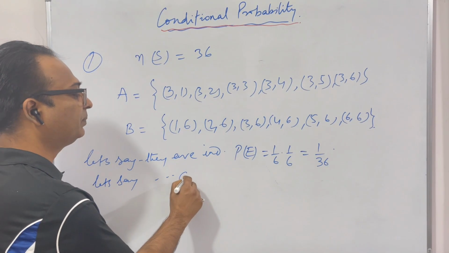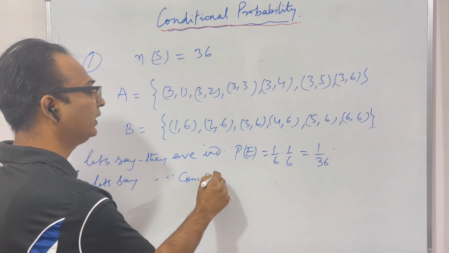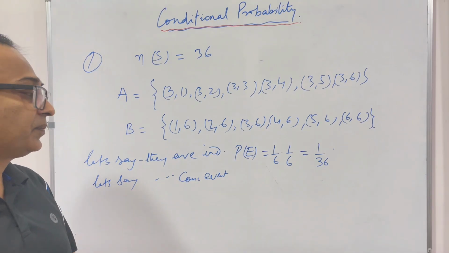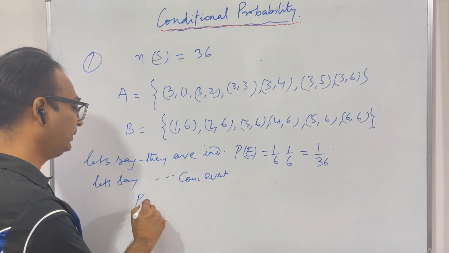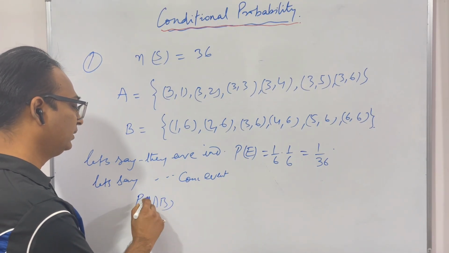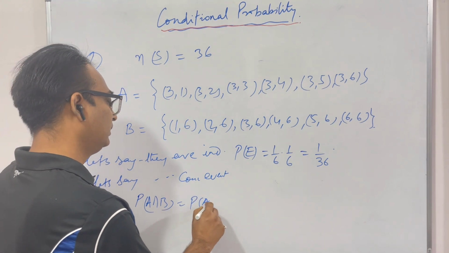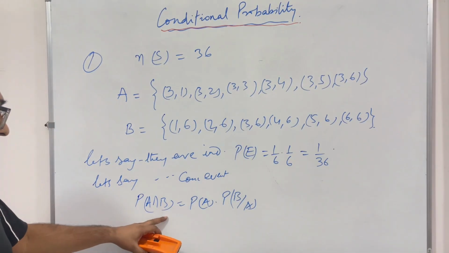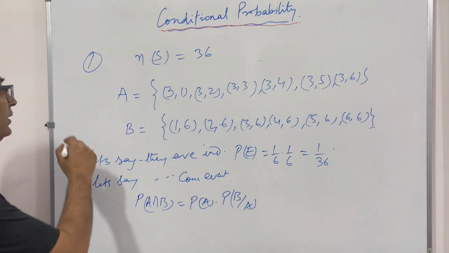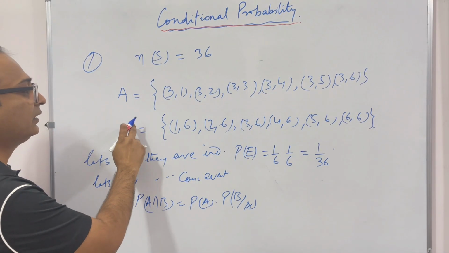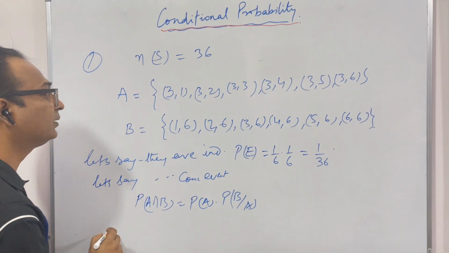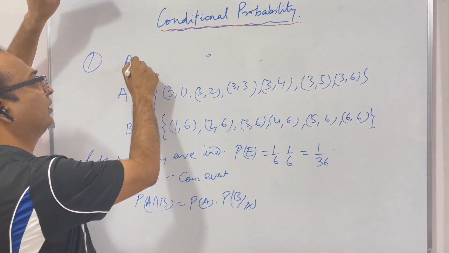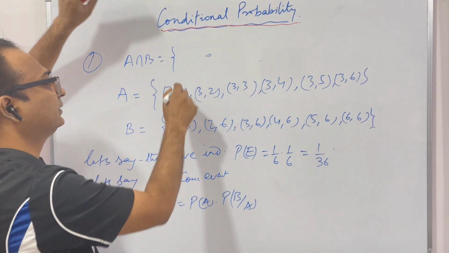Let's say this is a compound event. Then the probability will be, we have the formula P(A intersection B) is equal to P(A) into P(B/A). So let's see what is P(A intersection B). We have, this is A, this is B. What is A intersection B? Let's see it here. How many elements are there in A intersection B?